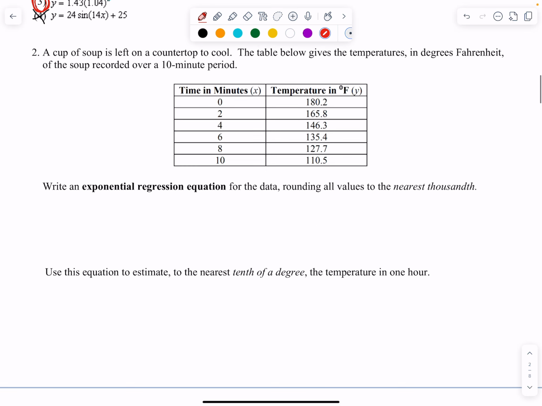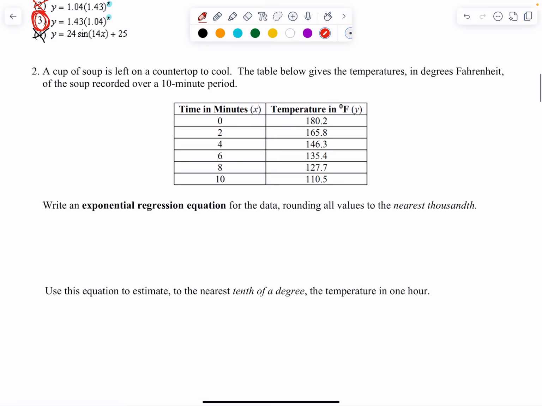Now, let's take a look at number 2. So I don't want to lose my calculator, which I totally just did.